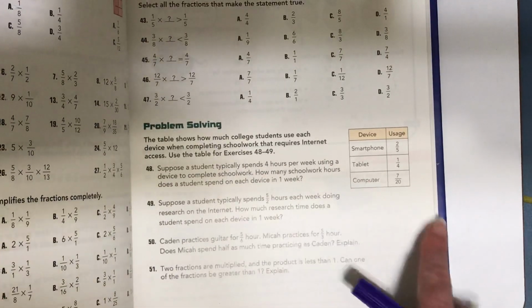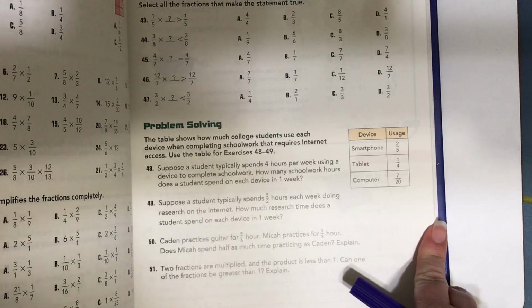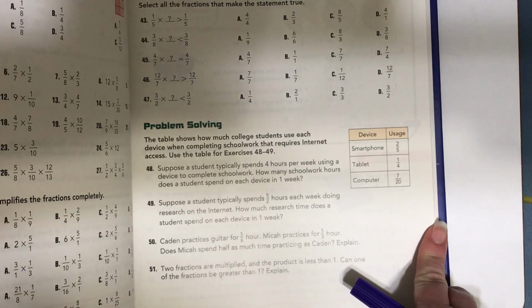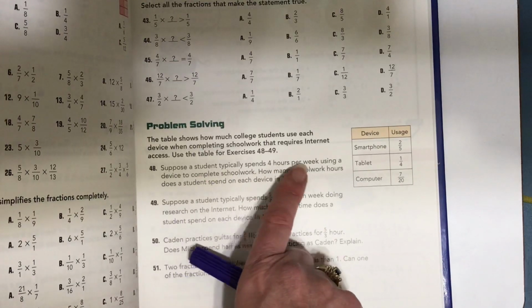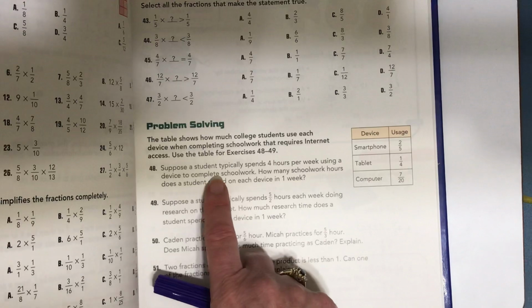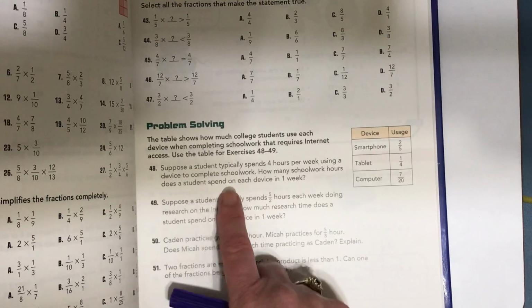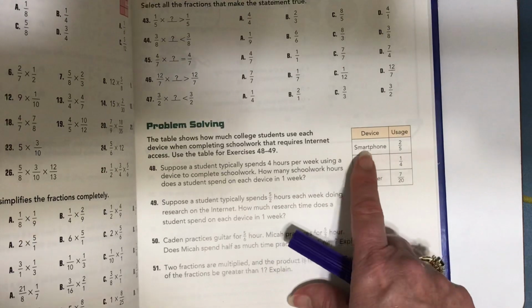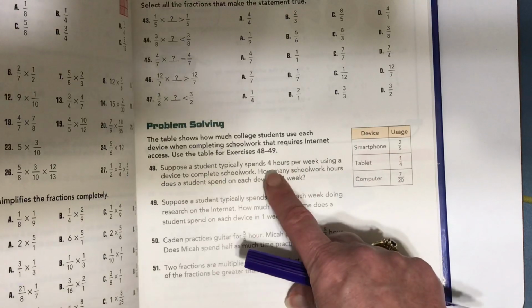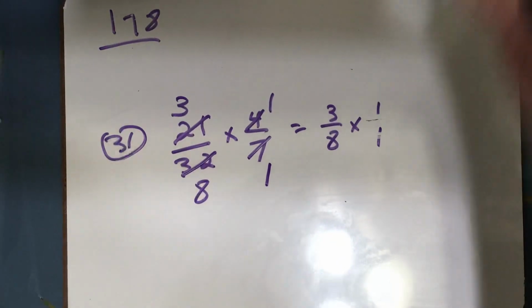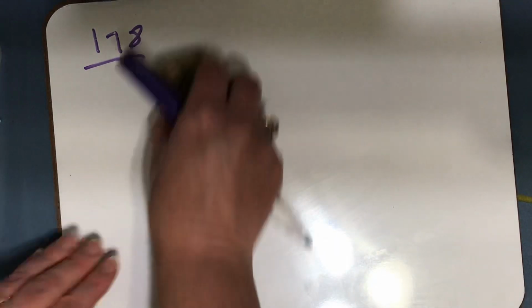Okay. This table shows how much college students use each device when completing schoolwork that requires internet access. Use the tables for exercises 48 and 49. So suppose a student typically spends 4 hours per week using a device to complete schoolwork. How many schoolwork hours does a student spend on each device in 1 week? So the smartphone, the usage is 2/5 of the time. Well, 2/5 of 4 would be the smartphone, because the college student spends 2/5 of his time using a smartphone, and the time is 4 hours. So this is number 48.